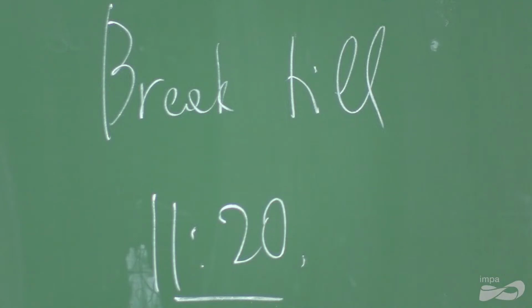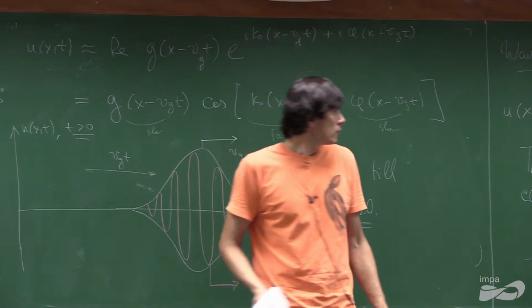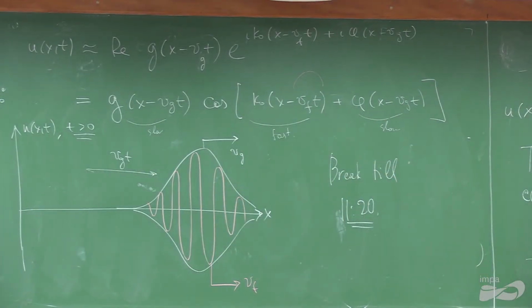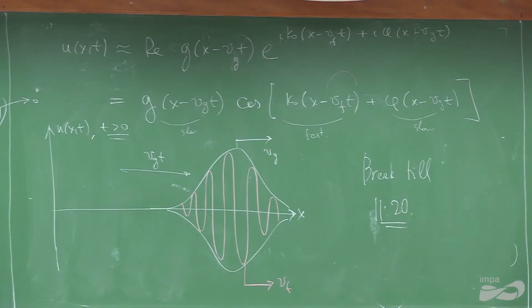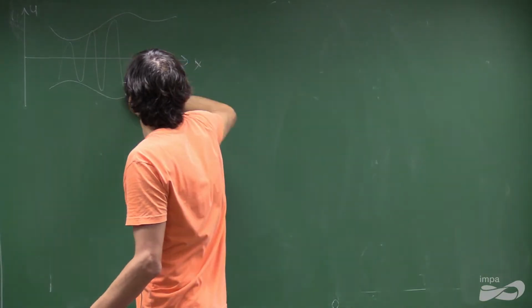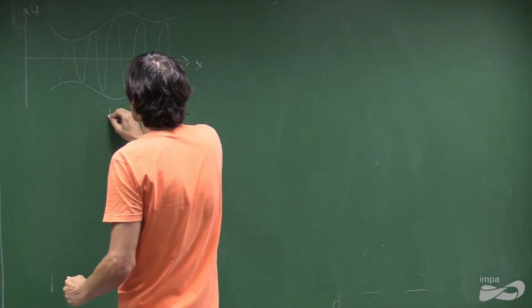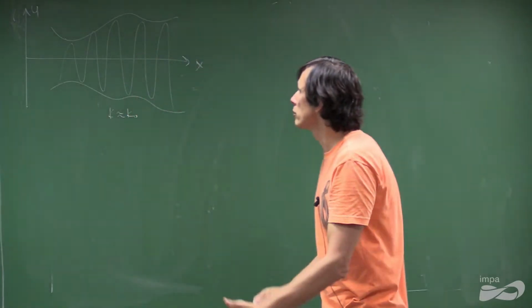Okay, so let's continue. So what we now know is that whenever you have some wave which can be somehow modulated in any way, the piece of the wave which has certain wave number close to k0 will have two speeds.